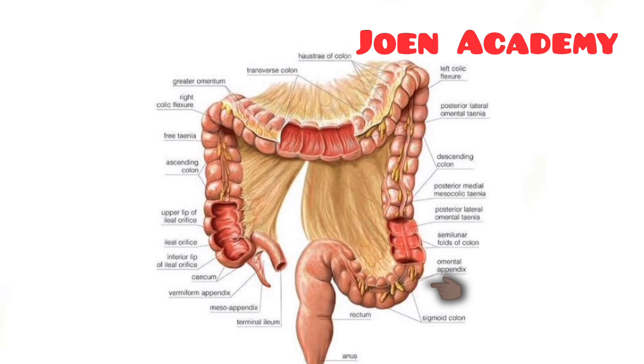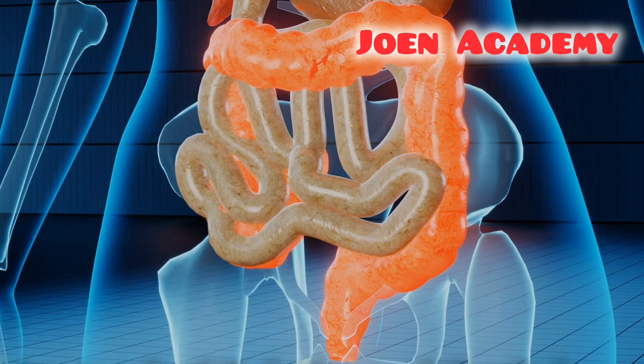Following this is the S-shaped sigmoid colon, which is intraperitoneal and suspended by the sigmoid mesocolon. This allows for significant mobility. The sigmoid colon terminates at the rectum at the level of the S3 vertebra.